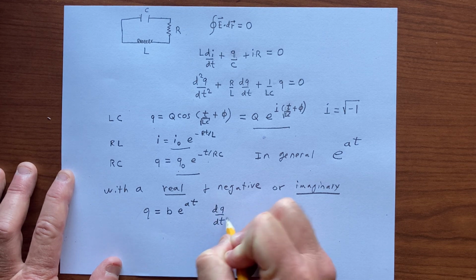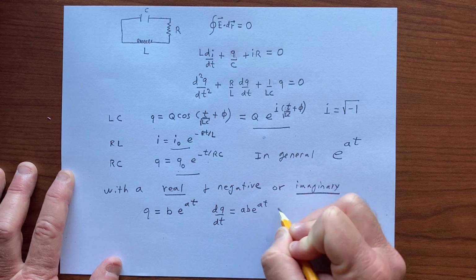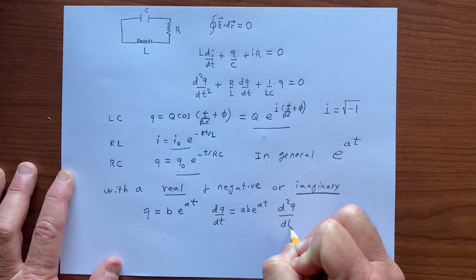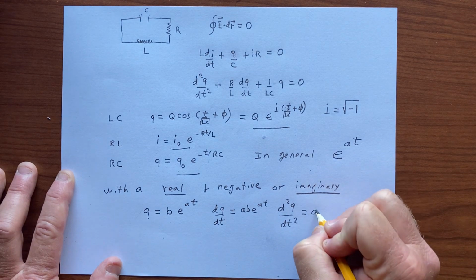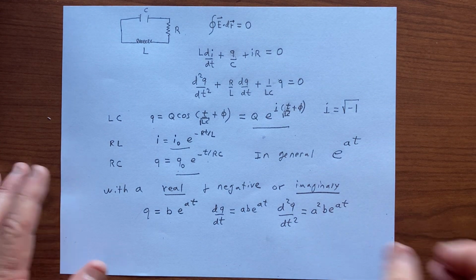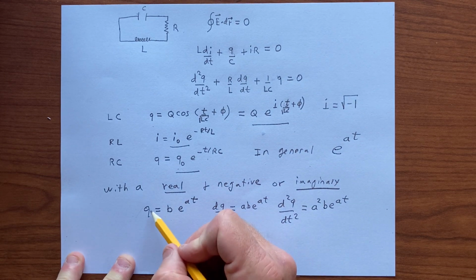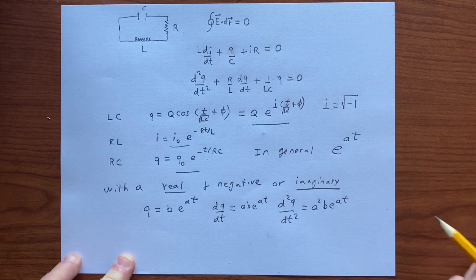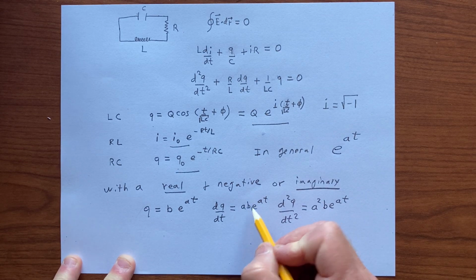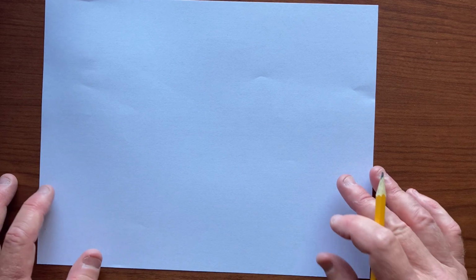dq by dt is equal to, we take a derivative, ab e to the at, and two derivatives of this gives us the a squared b e to the at. So now we'll put this into the equation. So let's plug this into here, and see that we get a constraint on this exponential term.